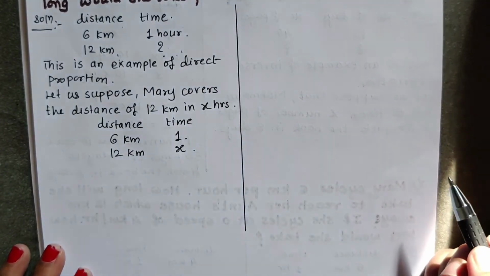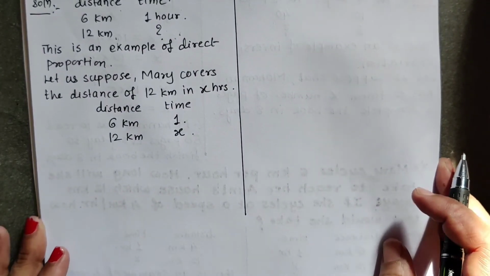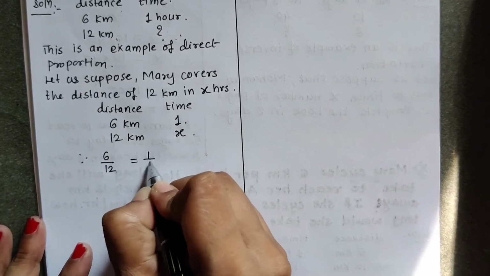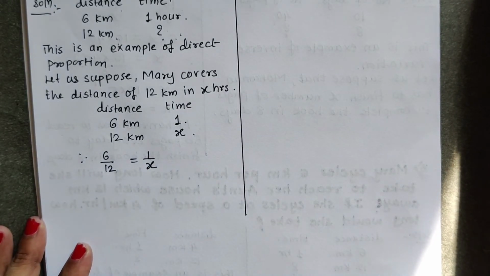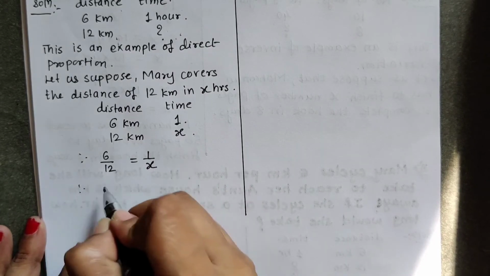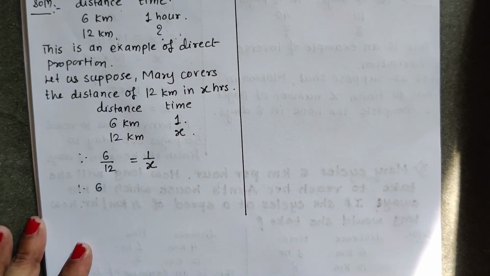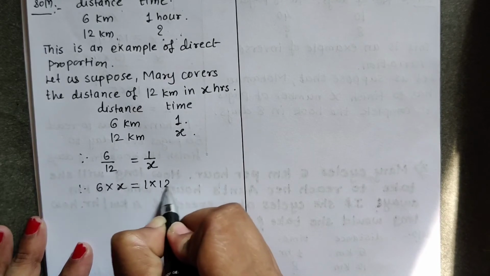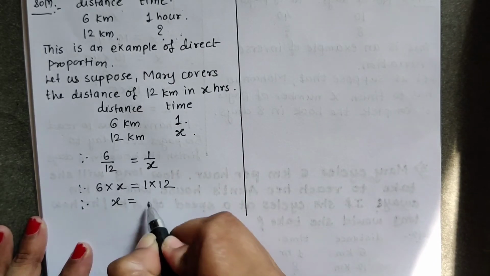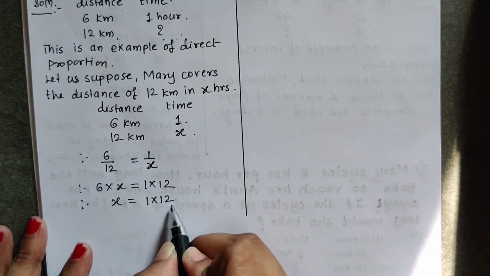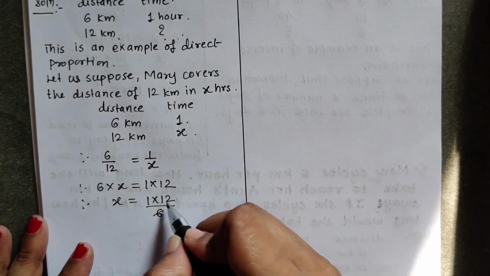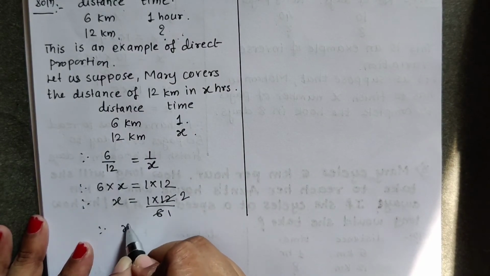This is an example of direct proportion, and in direct proportion the ratio is constant. That means 6 upon 12 is equal to 1 upon x. Their ratio is constant in direct proportion. How to solve this? By cross multiplication. We all know that in practice set 37 we have solved the direct proportion sums. By cross multiplication, 6 multiplied by x is equal to 1 multiplied by 12, and therefore x is equal to 1 multiplied by 12. This 6 transfers to the right hand side, it becomes divide by. Now 6 ones are 6 and 6 twos are 12, so x is equal to 2.